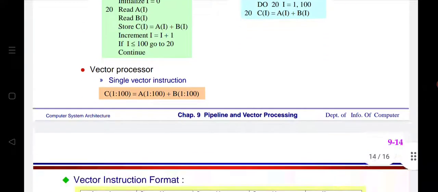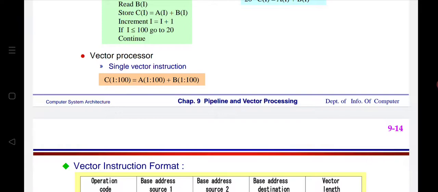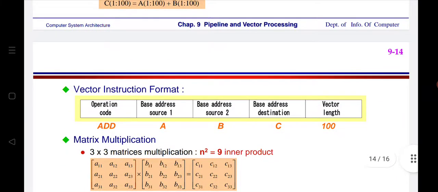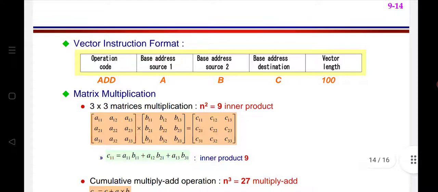A vector process is nothing but a single vector instruction, that is C of 1 to 100 equal to A of 1 to 100 plus B of 1 to 100, a single instruction, which is known as a vector operation. In the vector instruction format, I am going to have the operation code ADD, the base address register for source 1, A, source 2, B, and the destination address register, C.